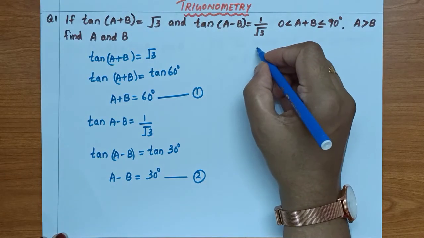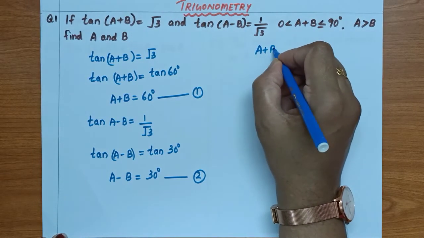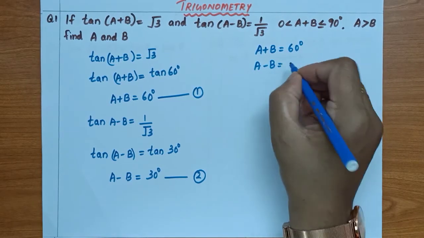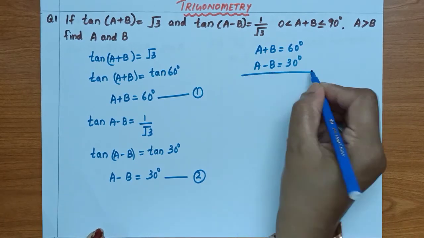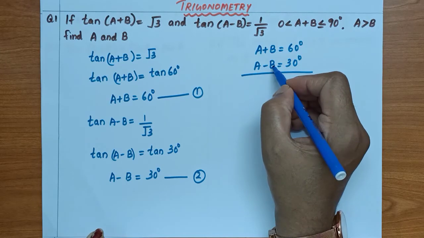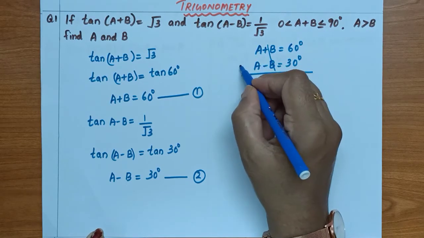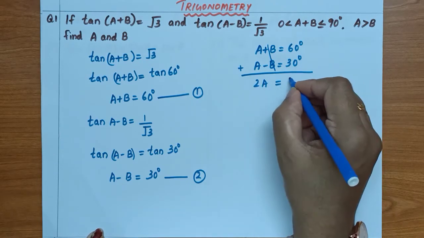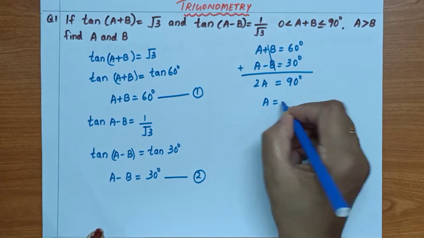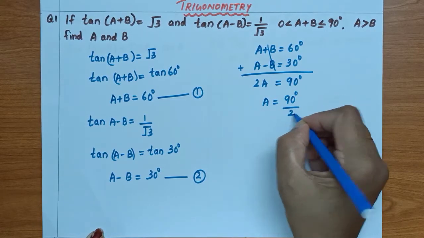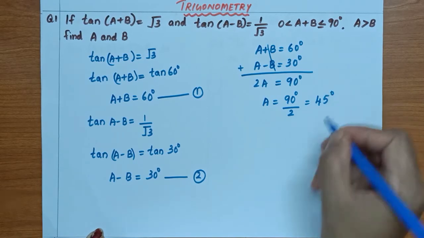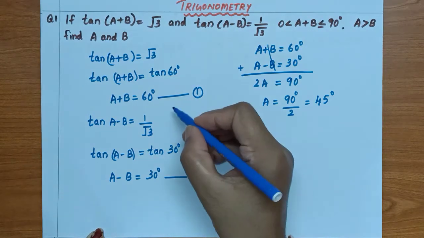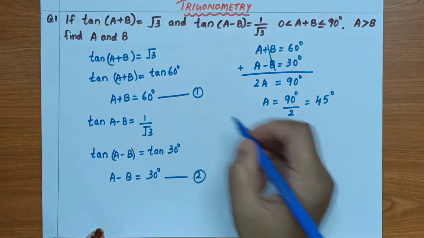Then we solve equations 1 and 2. A+B equals 60 degree, A−B equals 30 degree. Adding the two equations, plus B and minus B cancel. A plus A is 2A, equal to 90 degree. So A equals 90 degree divided by 2, that means 45 degree. Then substitute the value of A in equation 1 or equation 2. I am choosing equation number 1.